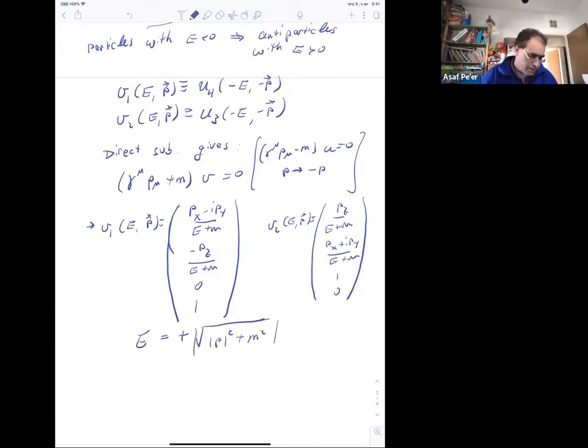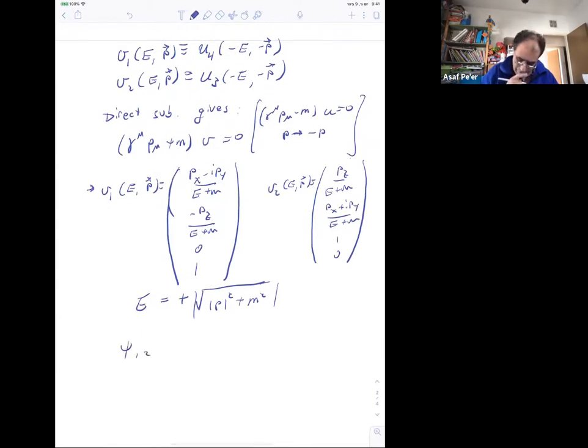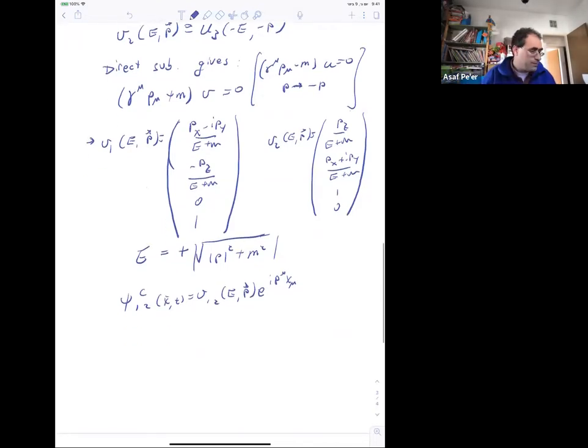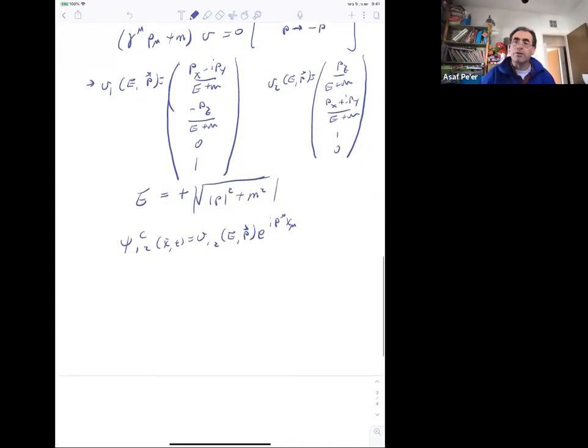Of course, the full solution hasn't changed, right? It's psi 1, 2 of x and t, and for the antiparticles, let's put a c here: V1, 2 of E and p, e to the i p mu x mu. All right, this is just repeating the same steps as we did on Tuesday. Now let's look at operators of the antiparticle spinors.